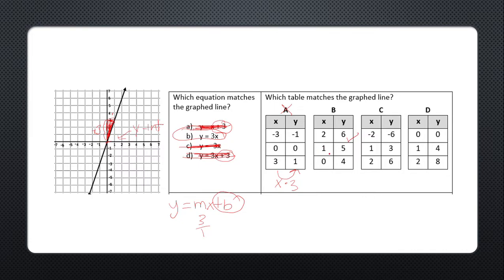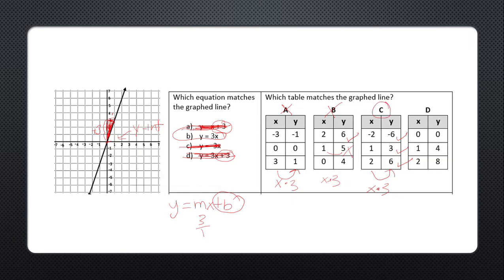Be careful, because on your SOLs, you might see an answer like this as well, and you think just because you do the first one that it's right. You have to check all of them. Is 1 times 3 equal to 3? No, it's not. So B is out. Now we're moving on to C. All right, if I multiply by 3, is negative 2 times 3 negative 6? Yes. Is 1 times 3 3? Yes. Is 2 times 3 6? Yes. So C is the correct answer. Yay, good job.